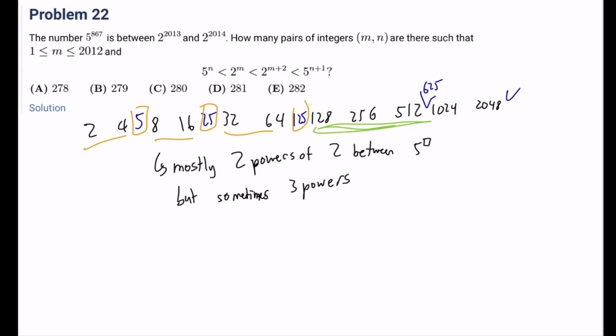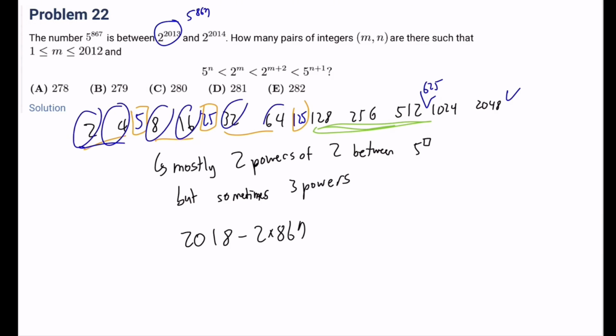To get that, we just have to get this 2013, because that's all the powers of 2. So that's going to be 2013. And then we are going to subtract 2 times 867, because 5 to the 867 is just right over there. This is going to be subtracted twice because normally there's 2 of these, right?